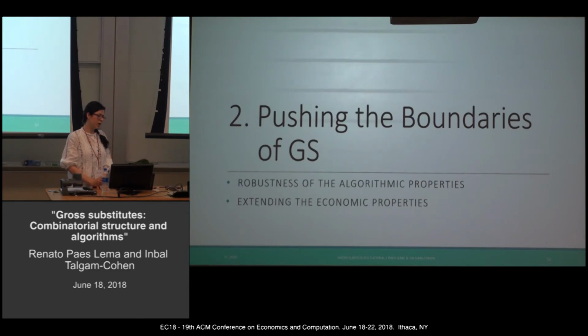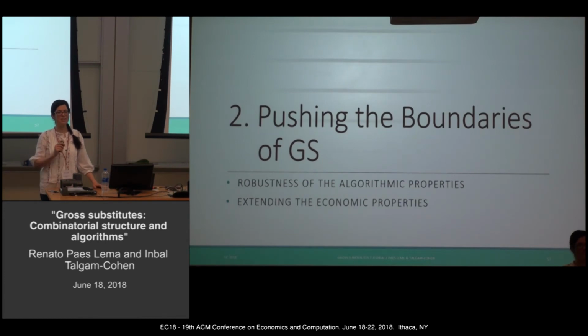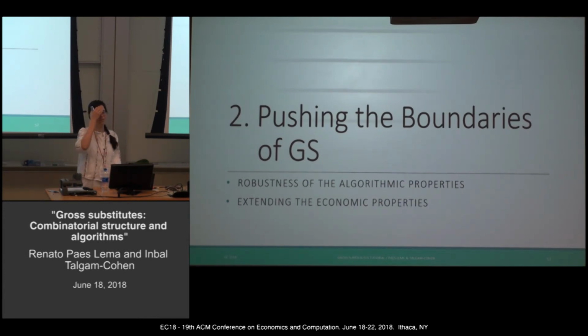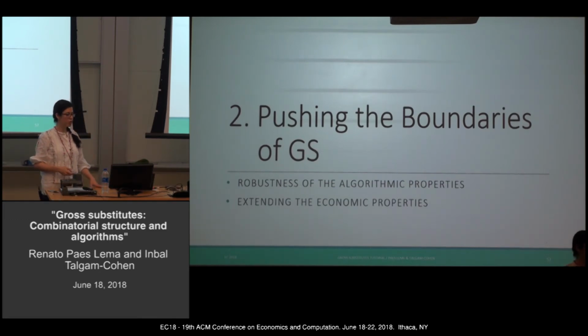What I want to do now is talk a little bit about pushing the boundaries. This definition of gross substitutes, as you remember from the first part of the talk, is a bit delicate, and it seems a bit unreasonable that valuations will exactly be of this type. And so the question is, do we get the nice properties more generally?